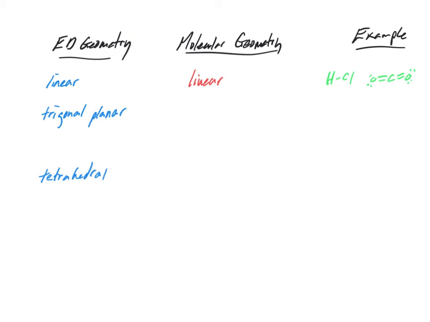Now moving on to the trigonal planar electron domain geometry, there are 2 types of molecular geometry within trigonal planar. The first is trigonal planar. And trigonal planar is best described as a central atom bonded to 3 other atoms.